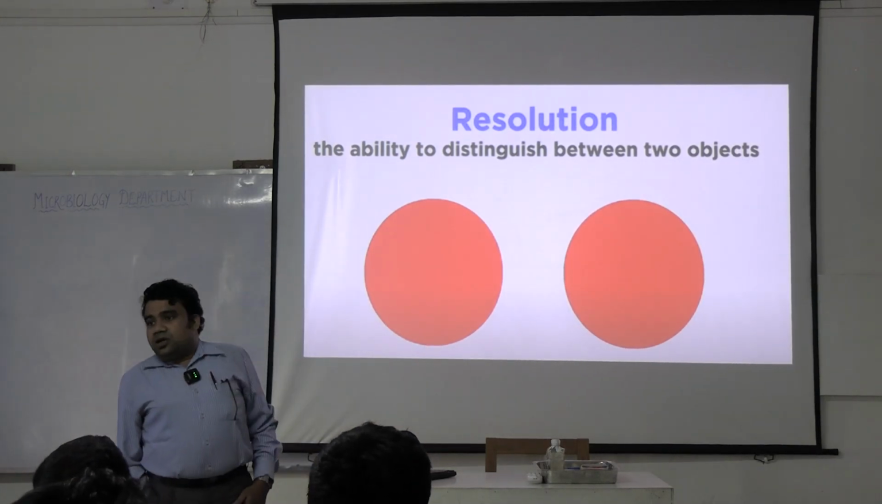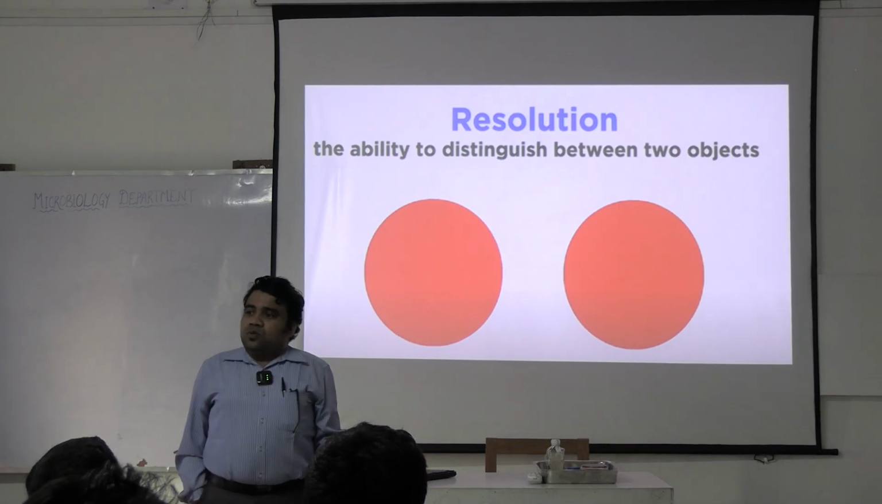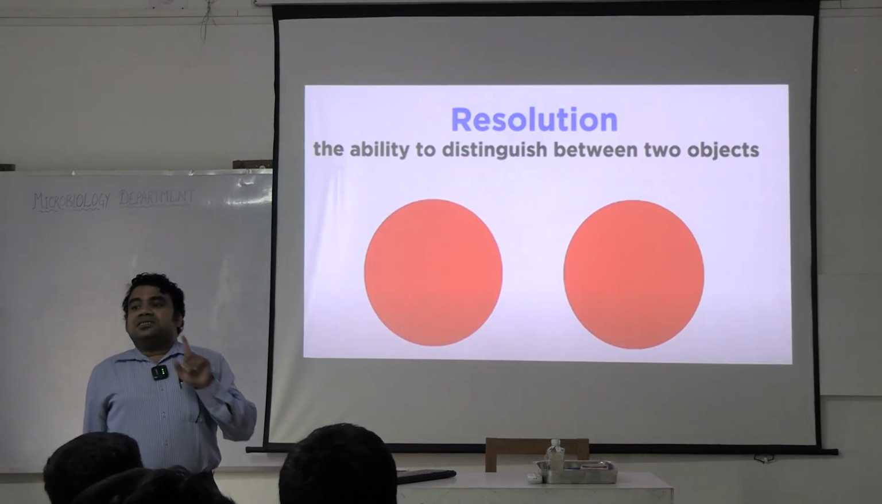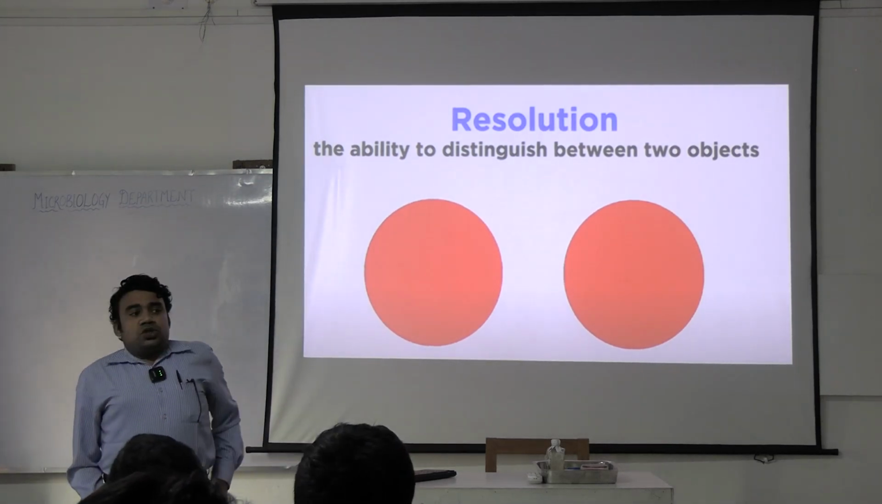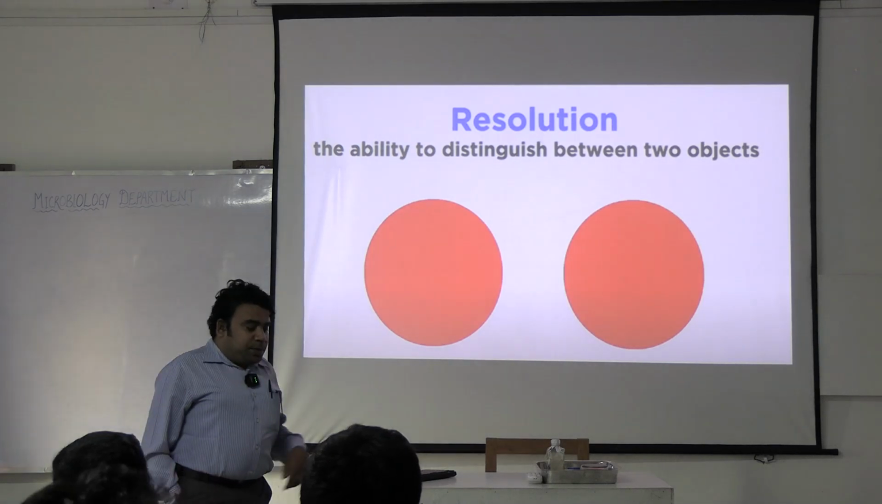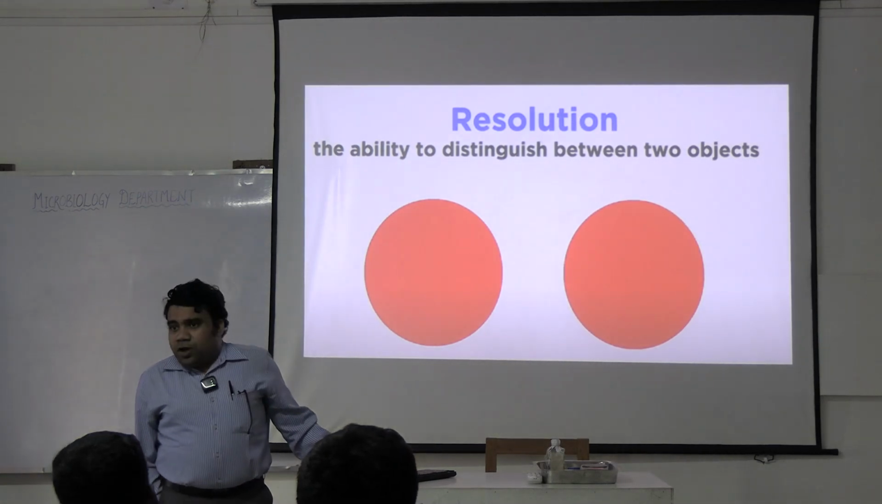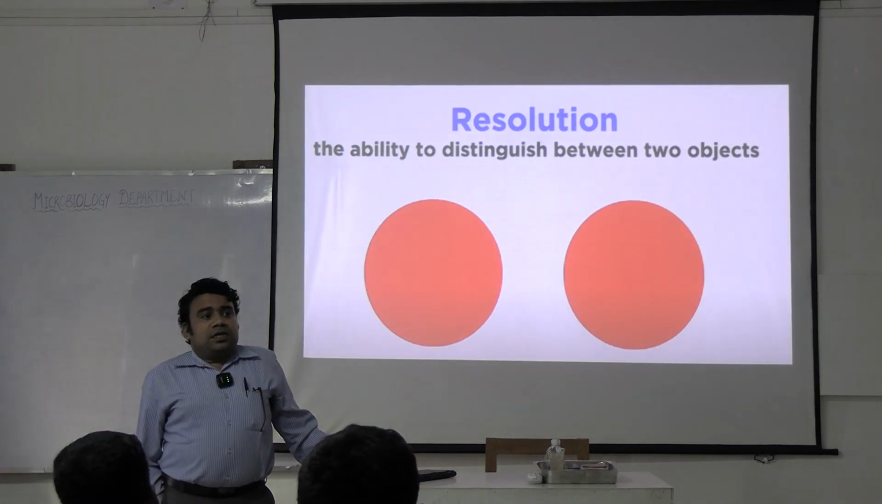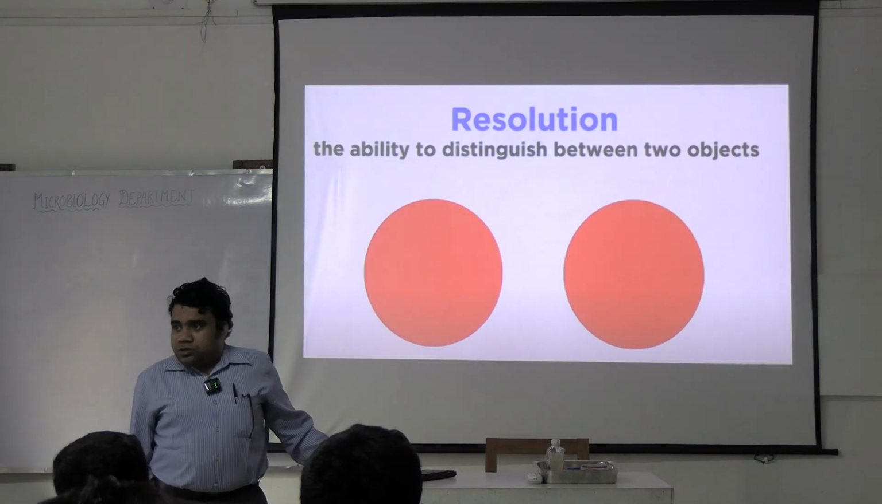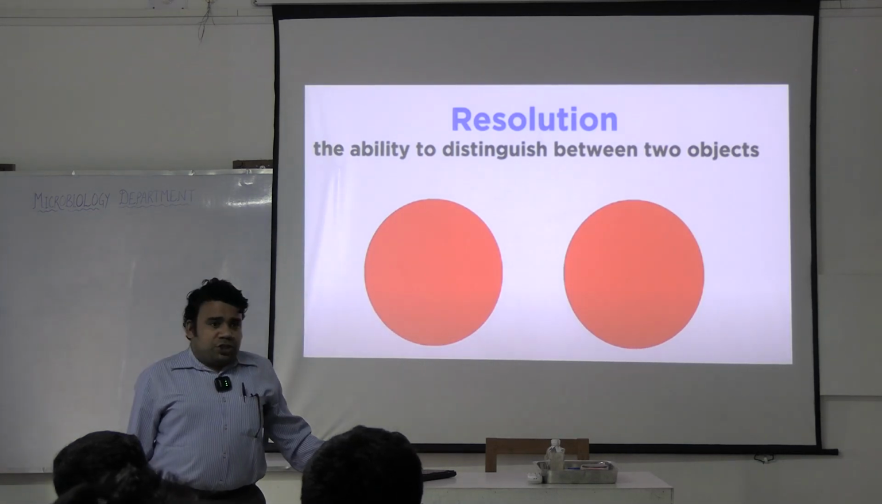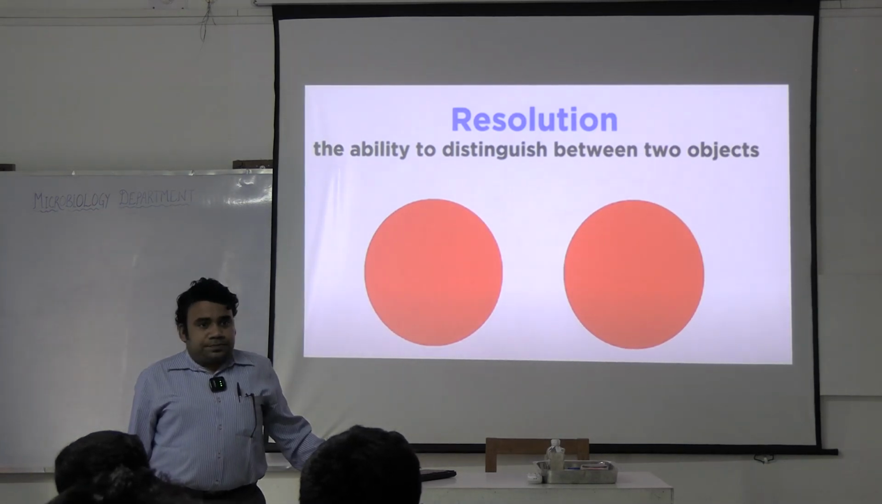That is the resolution. When we cannot see them, we perceive it as a single object. So at the end of the day, microscopy, or what level of microscopy we can achieve, is determined by resolution. That means the ability to differentiate between two points.